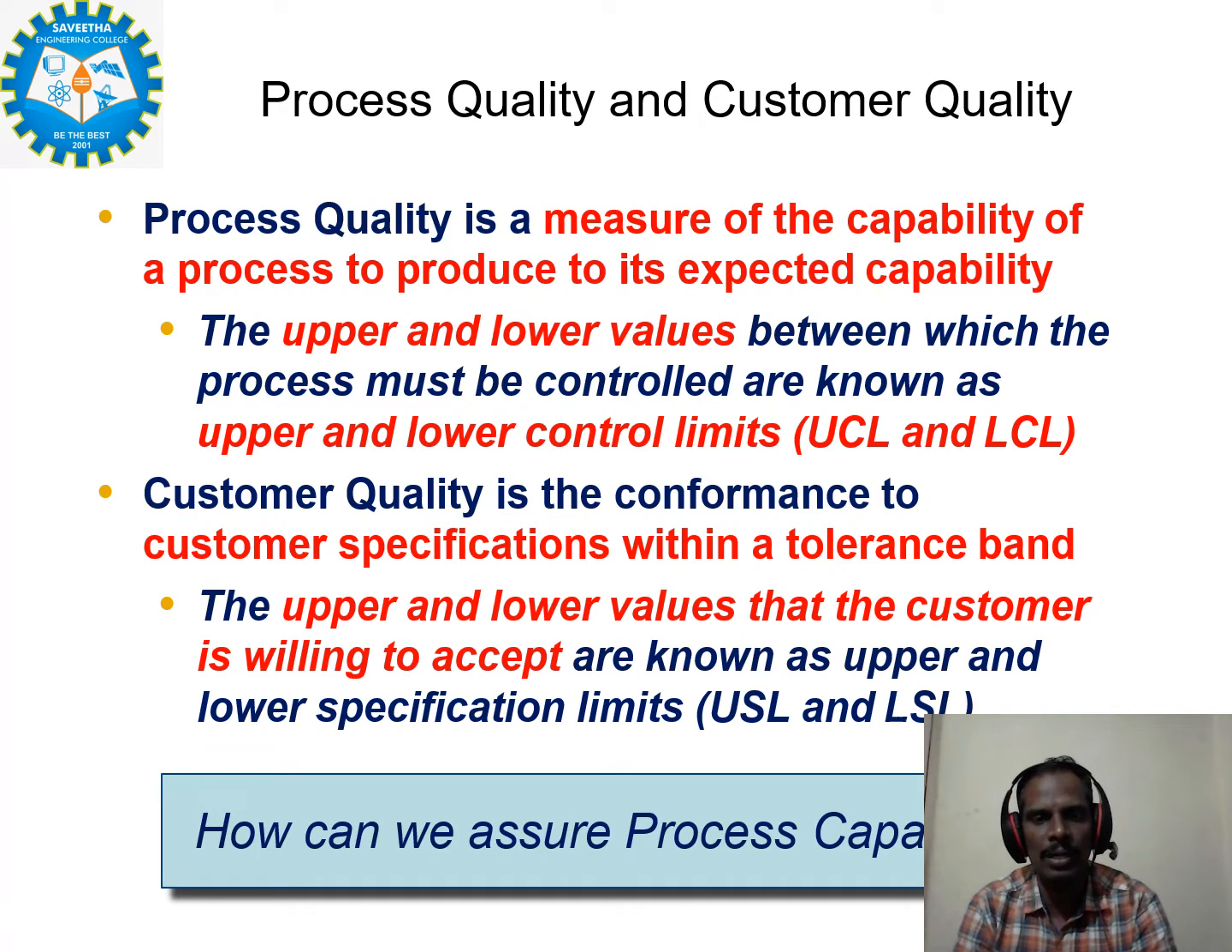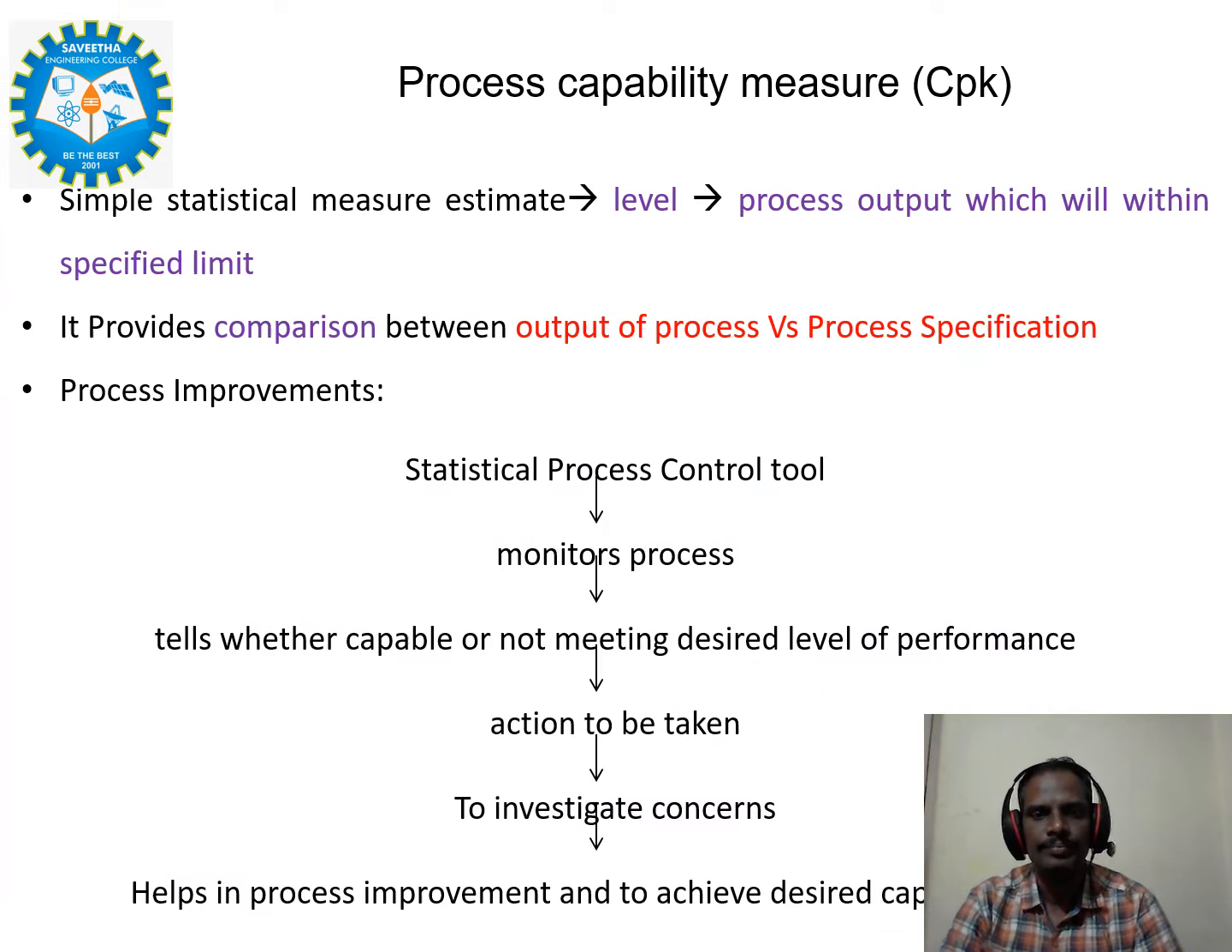Where the customer quality is the conformation to the customer specification within the tolerance band. Whenever we want to meet the customer's requirement, we have to get feedback from the customers, and based on the feedback the requirements of the customers will be satisfied. So this will be indicated in USL or LSL. USL is the upper specification limit. LSL is the lower specification limit.